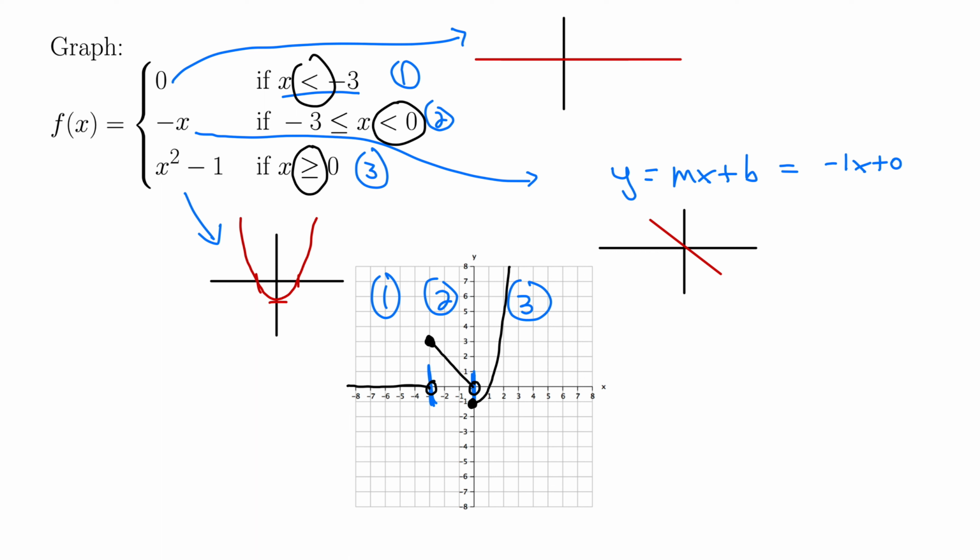Okay, now this is looking a little clunky, so I'm going to go back and clean this up, get rid of all my annotations. So we're left with just the graph. There you have it.